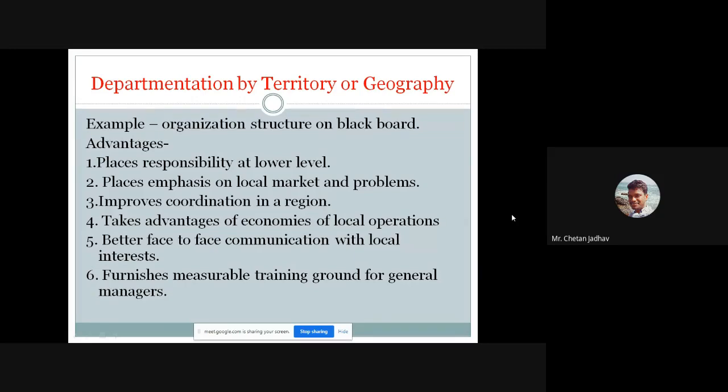Okay, so that takes advantage as an economic one. Whatever we are going to do, we make some departmentation region-wise with local area. So for local operation there will be fewer taxes, fewer charges, so that will be the basic advantage, as per the economic purpose for these companies, different organizations. So that will be a greater advantage.